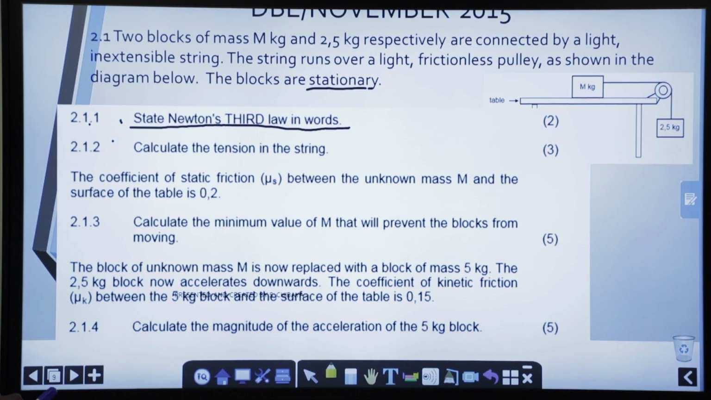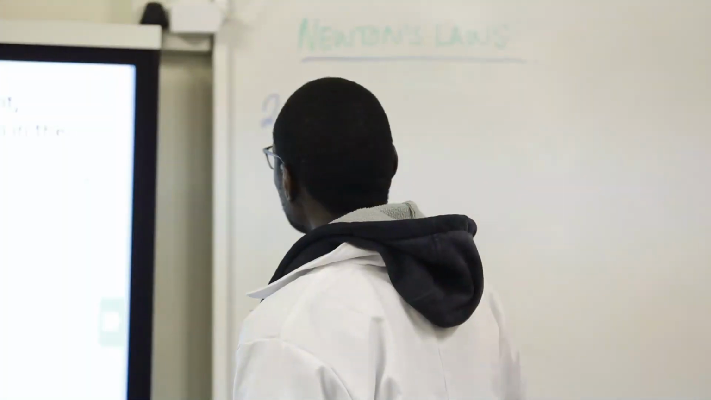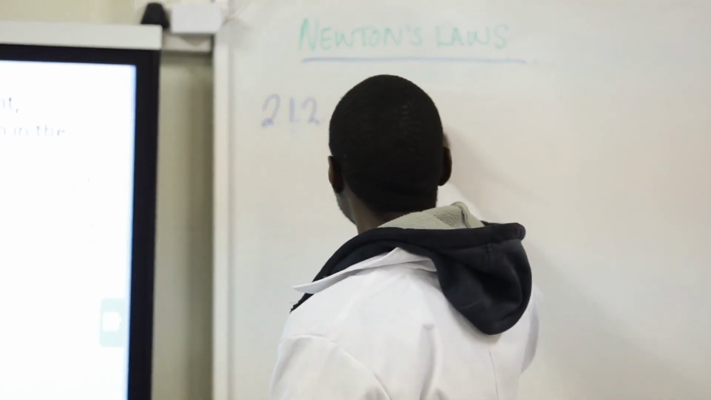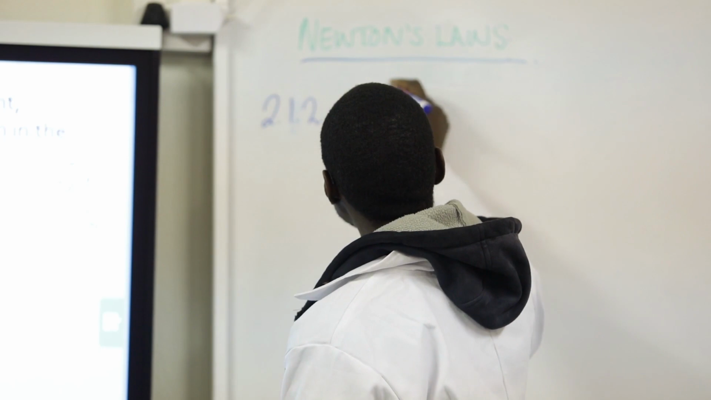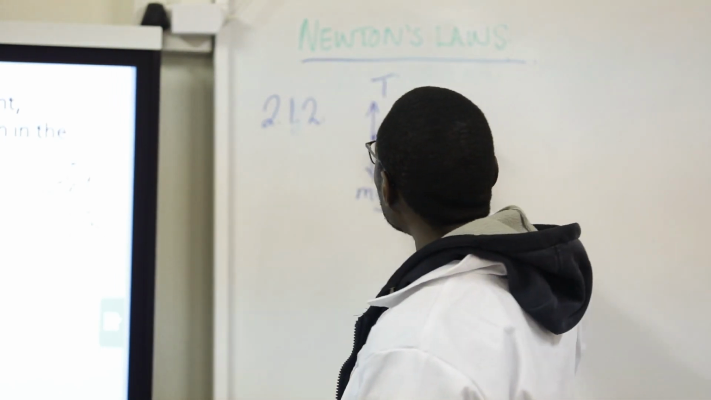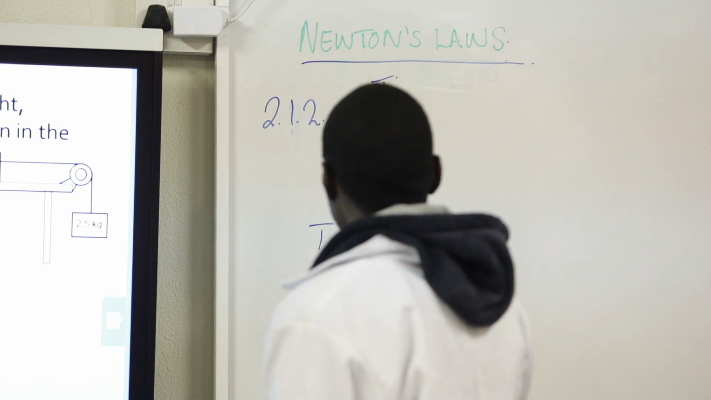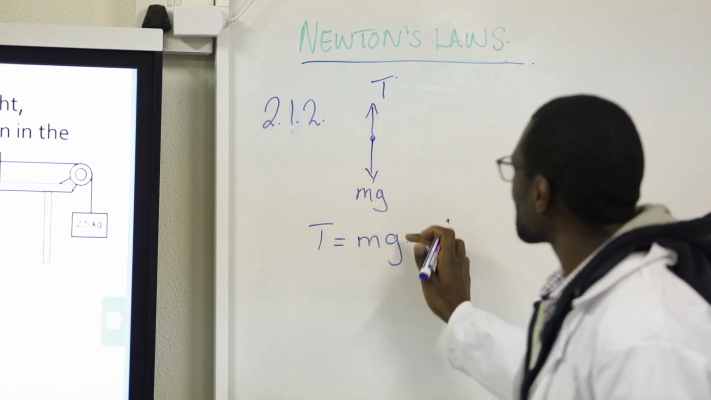Next question says, calculate the tension in the string. This one we need to work out a little. That's question 2.2. It says calculate the tension within the string. So what is happening? I'll draw myself a small free body diagram that's showing the 2.5 kg block. Let me give it mg, mass times gravity, and an upward force that is showing the tension. What do I know about this tension? This tension is equal to mg.